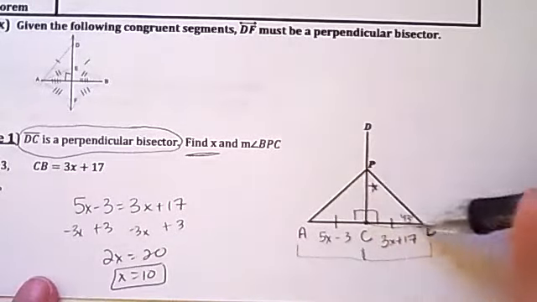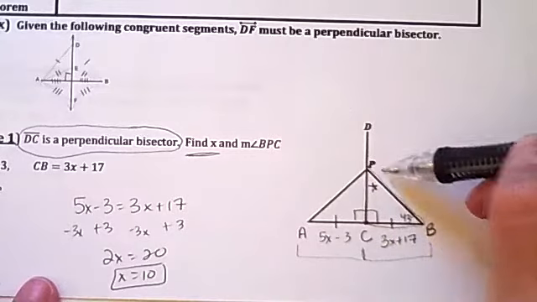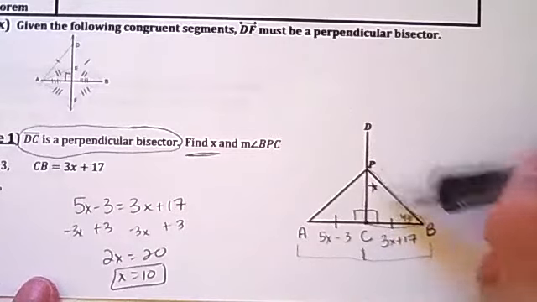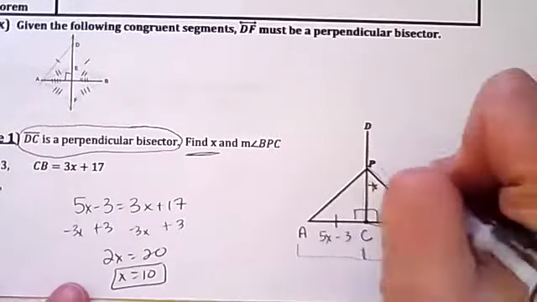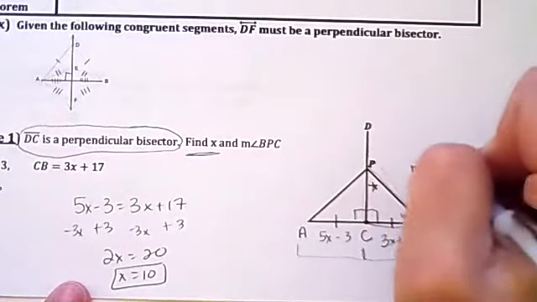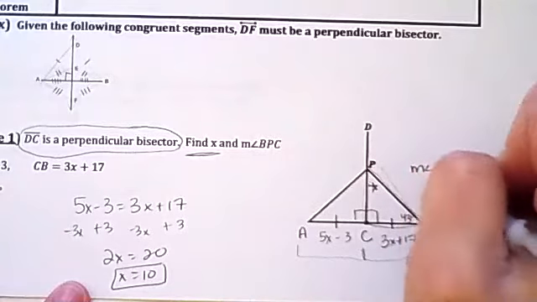So these three angles make a triangle, right? So if this one's 90, these two have to add to 90. So if that's 43, this one's going to be 47. So the measure of angle BPC equals 47 degrees.